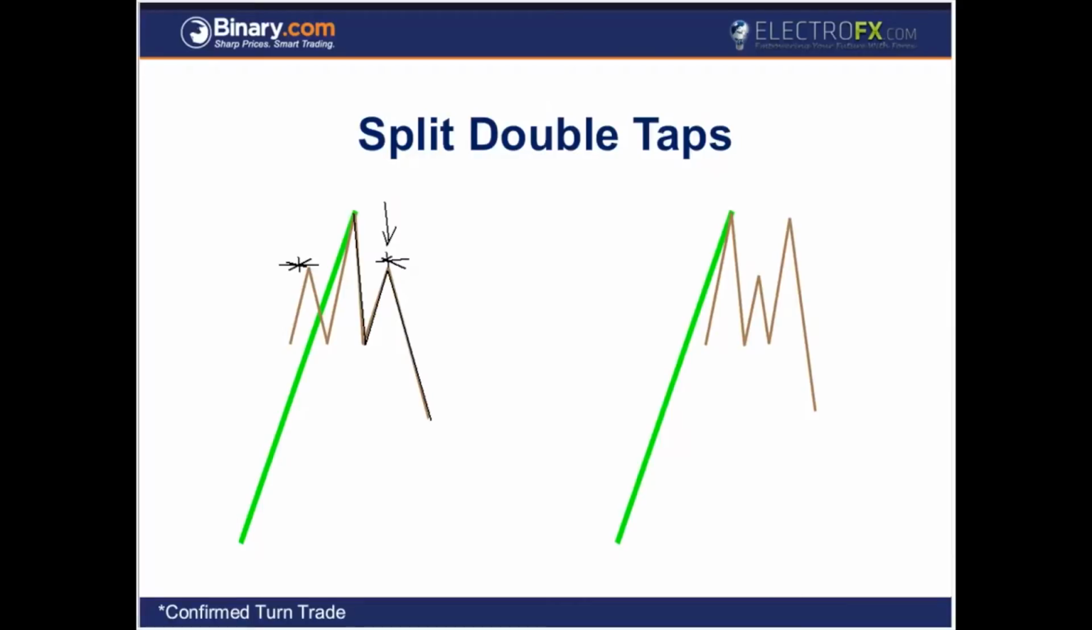And another type of split double tap is when the 3-point turn actually fails as a pattern, and then the top is revisited and it reacts again. So you've got a split double tap. Now, if you're trading a binary option and you're using a confirmed entry trigger pattern, this is probably still a winning trade for you. It didn't come to fruition and keep going, but as a 3-point turn, the most likelihood is that it was still a successful trade.